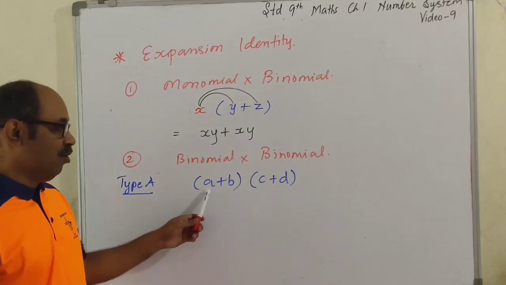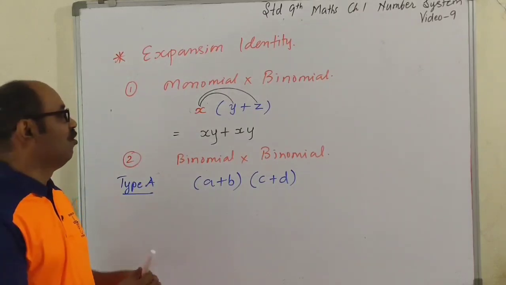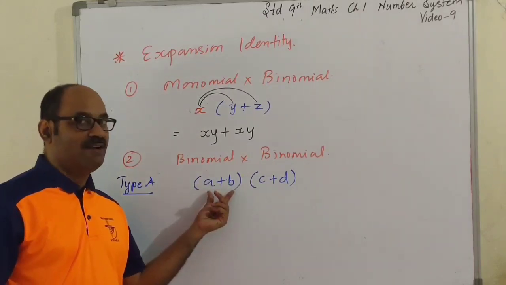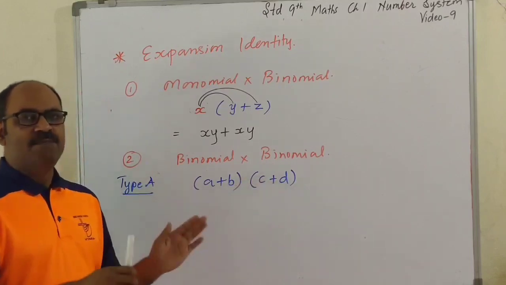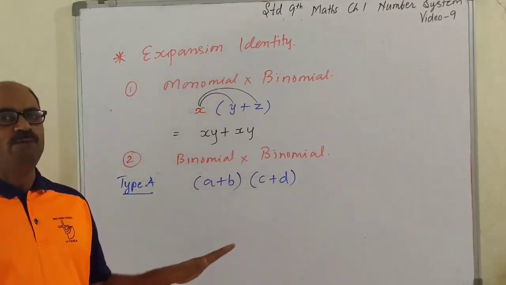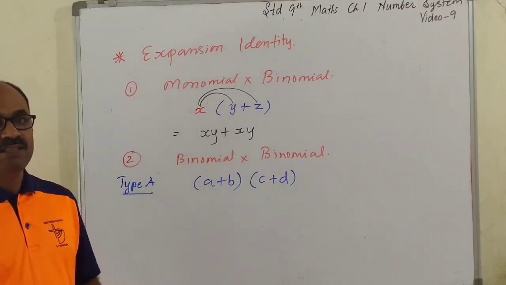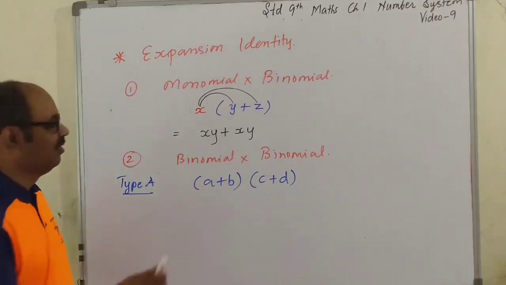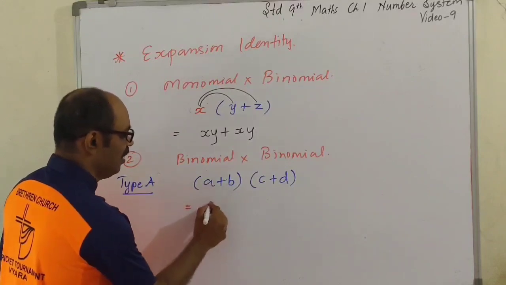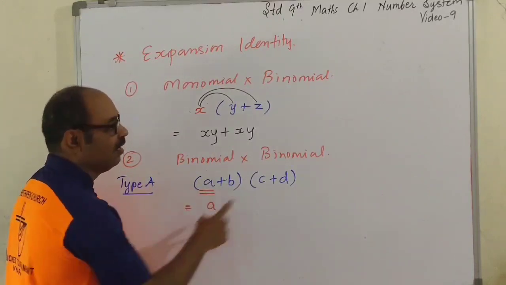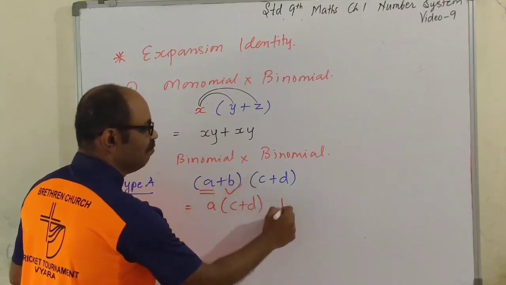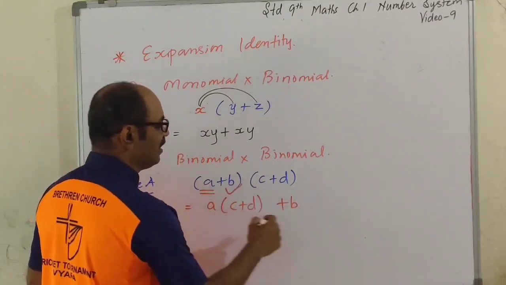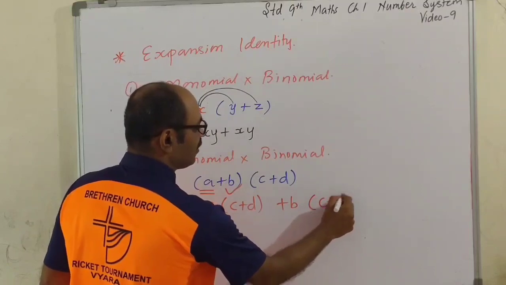Alright? So binomial ke first, what are the first 2 terms of the first binomial? A and B. And the terms of the second binomial C and D. A, B, C and D are all 4 different terms. Then how do you expand? This is how you expand. First term A into second binomial C plus D. Second term B, which is plus B, pick up with the sign, into C plus D.